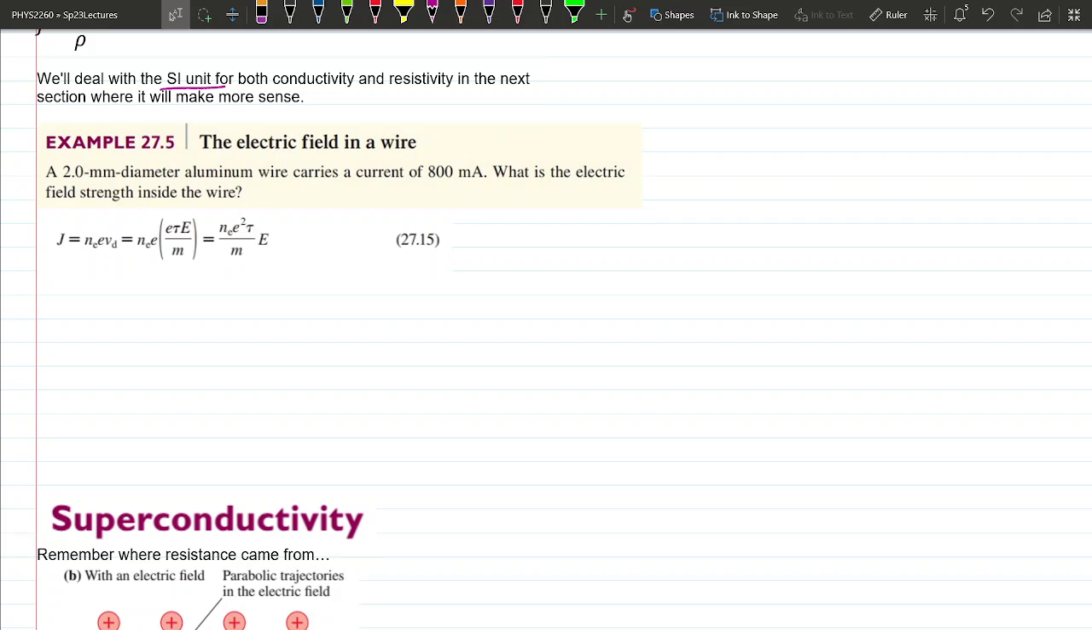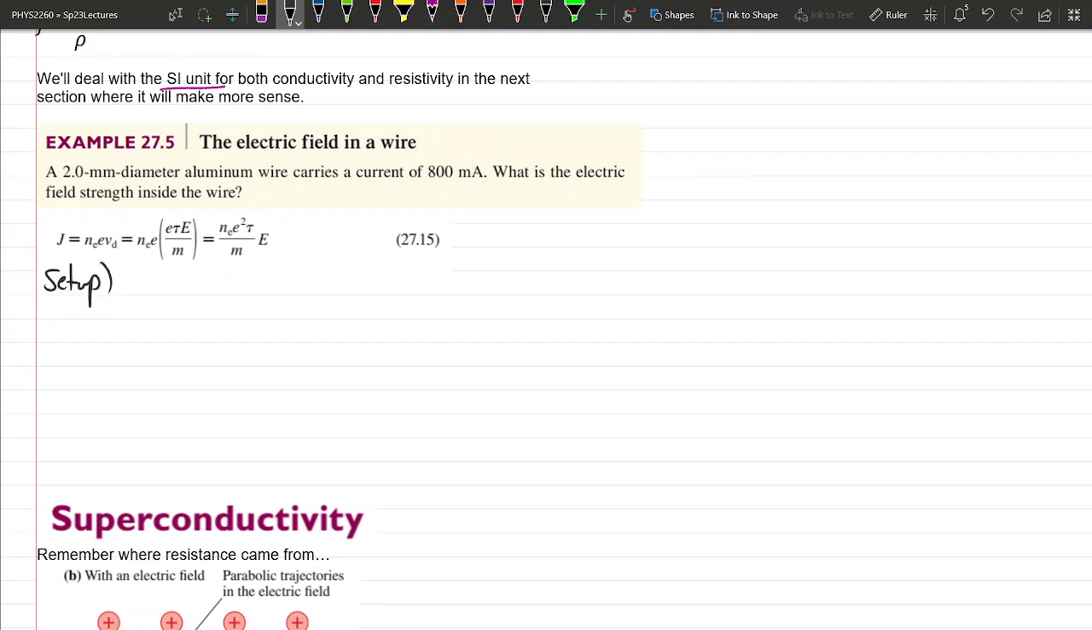If we're given the diameter of the wire, the material it's made of, right? So it's often important to notice what material the stuff is made of. Okay, the amount of current. And we want to find the electric field strength inside this wire.